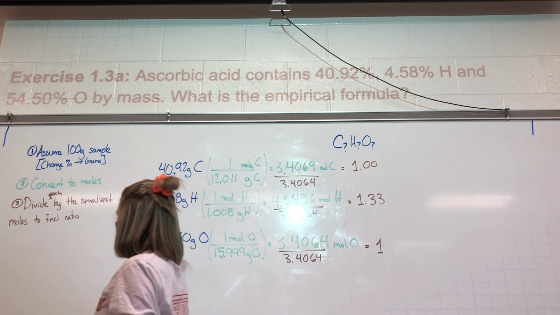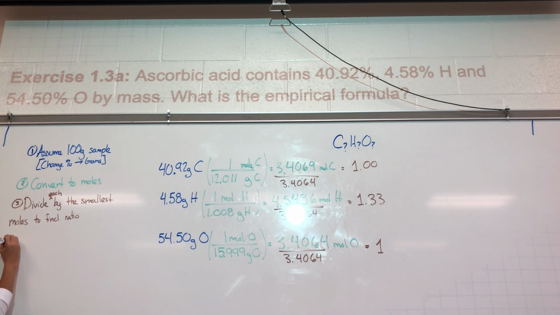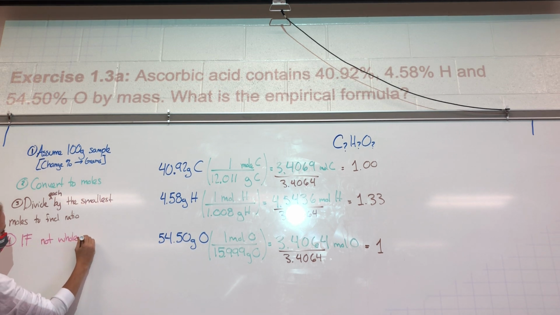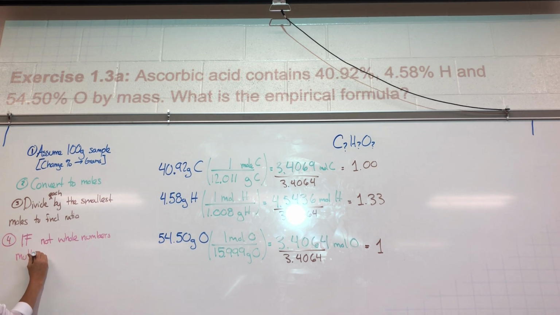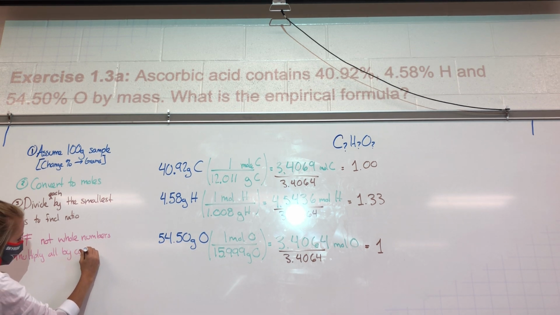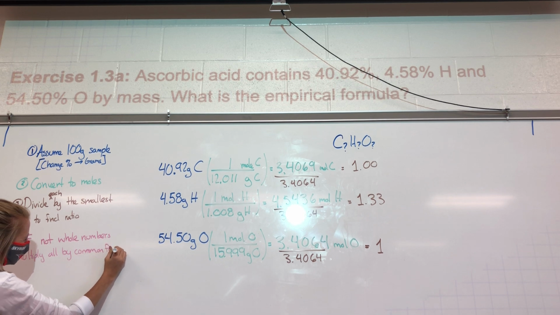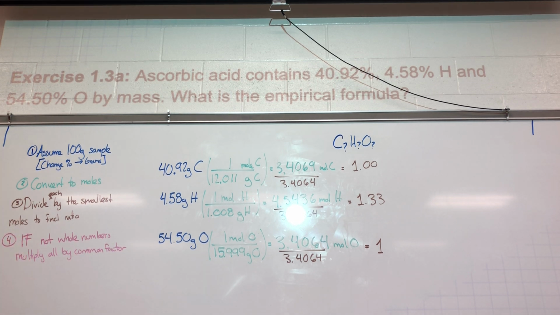Okay, so step 4, make sure you make it a big if. You may not have to do this, right? So if they're not whole numbers, multiply all by common factor. So if they're not at whole numbers yet, then we're going to multiply them all by something to get them there.